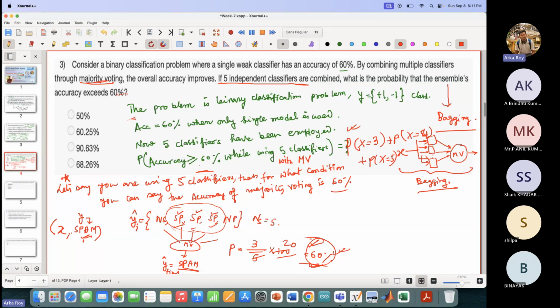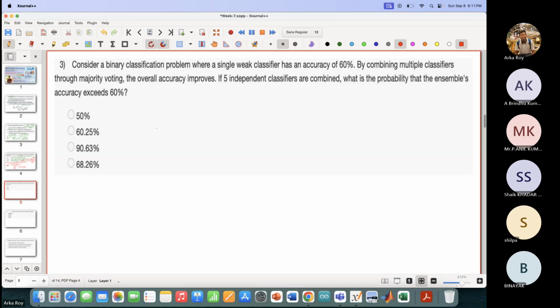And if you have to achieve accuracy greater than or equal to 60%, that means you have to consider probability X equal to 3, X equal to 4, and X equal to 5. Okay. So the probability of 60% or above after majority voting is equal to probability at X equal to 3, plus probability of X equal to 4, plus probability of X equal to 5. Now, how can you evaluate these probabilities?